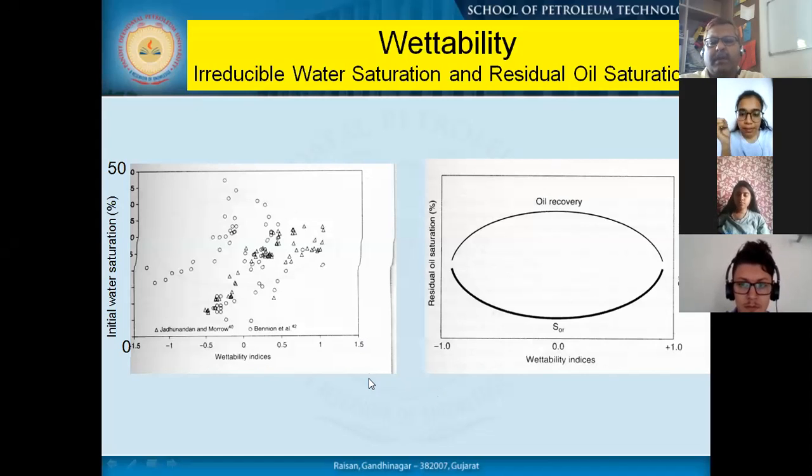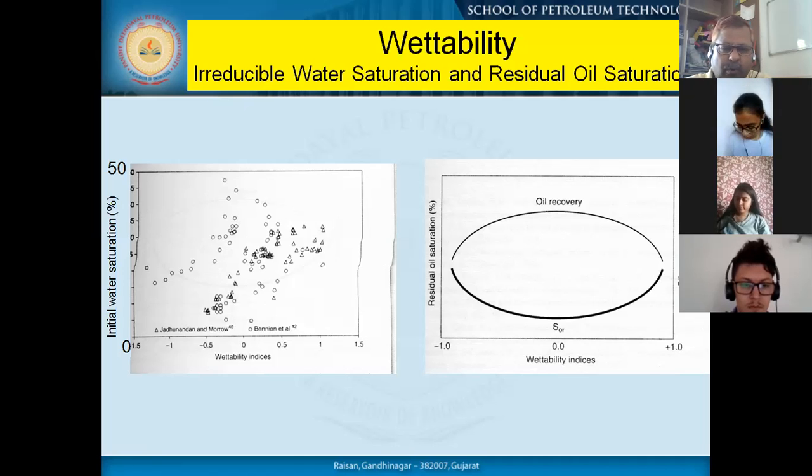If you see the wettability index, 0 means it's a neutral wettability. If you have a positive value, it means water wet, and a negative wettability index means oil wet. So a very simple thing is, particularly during migration, when you have a migration of oil into the reservoir, what is happening?